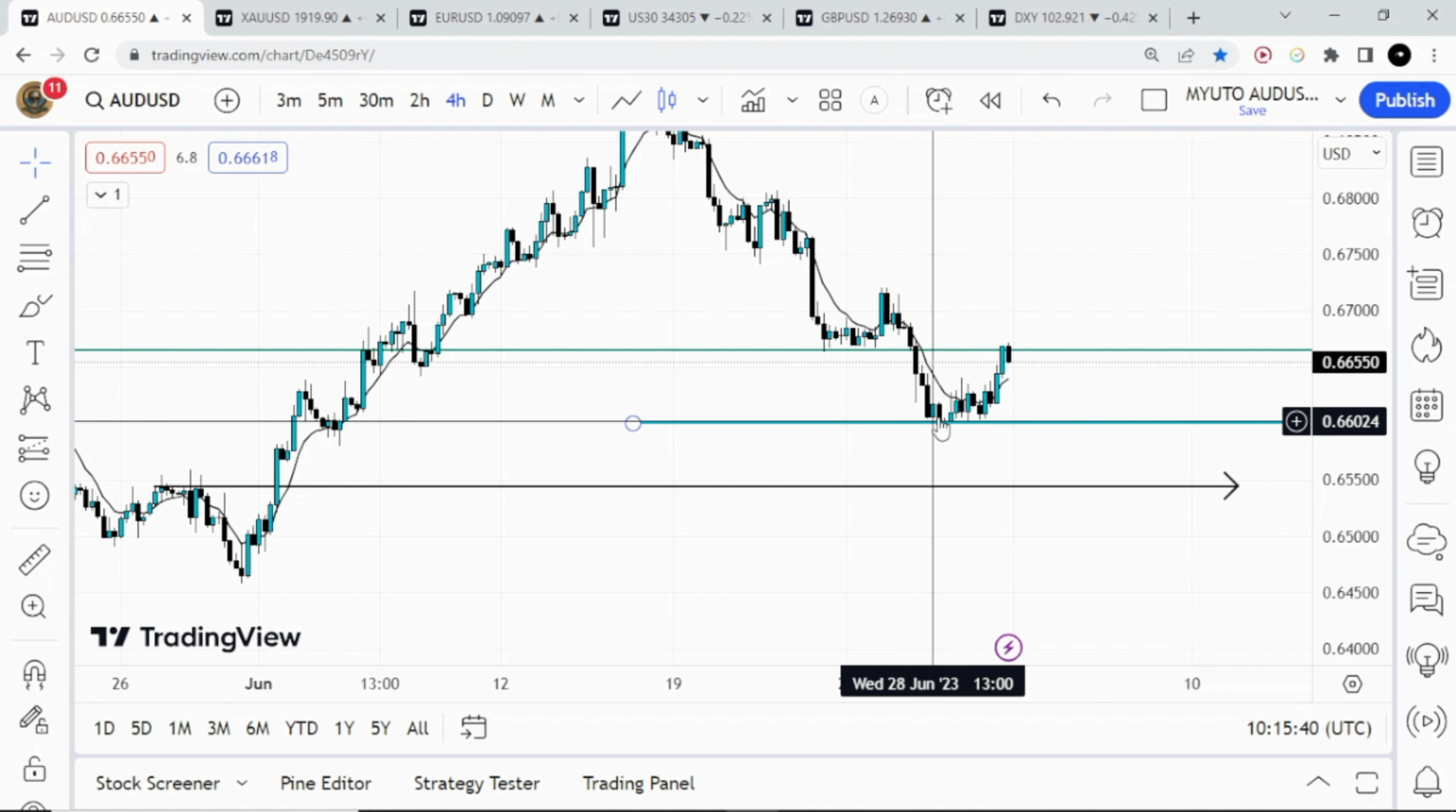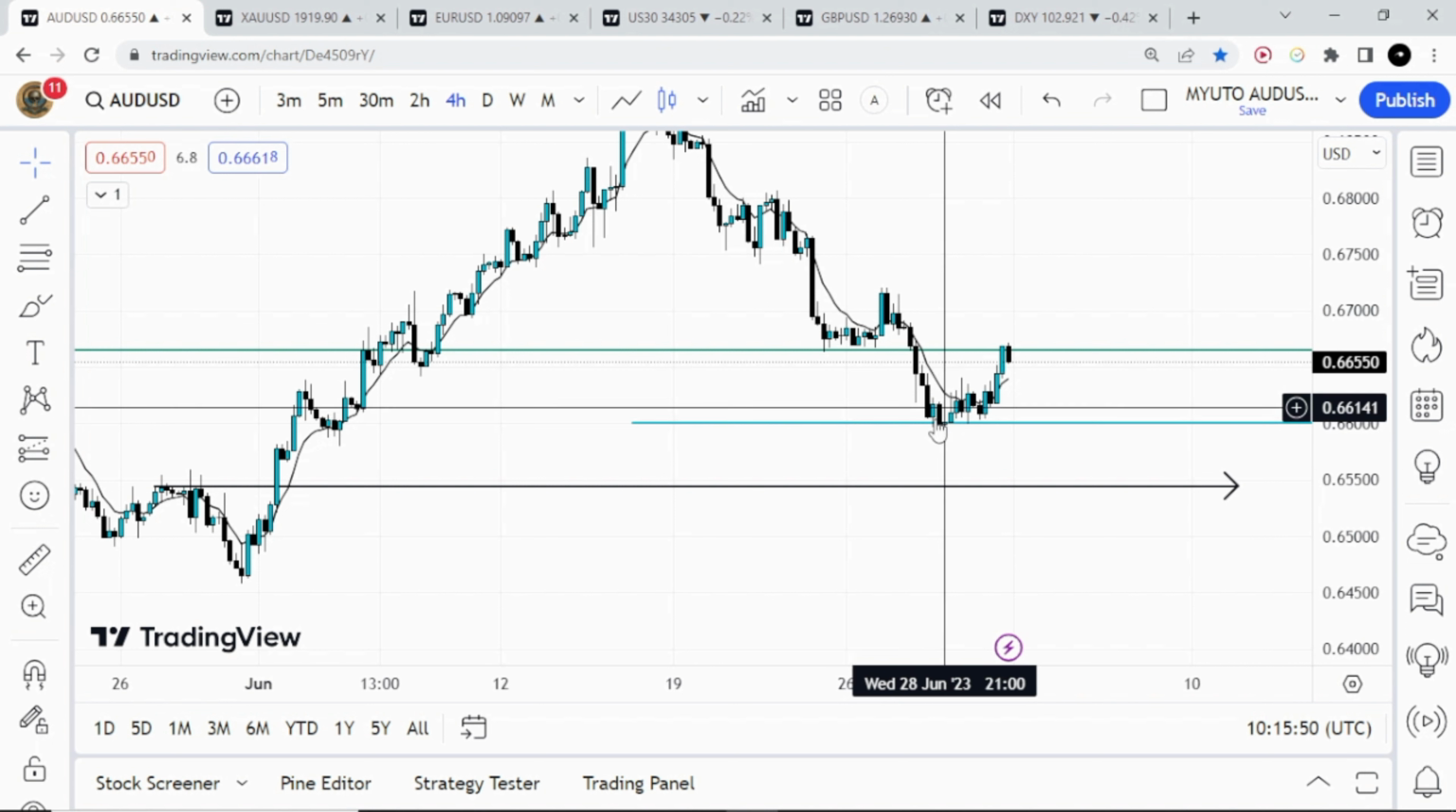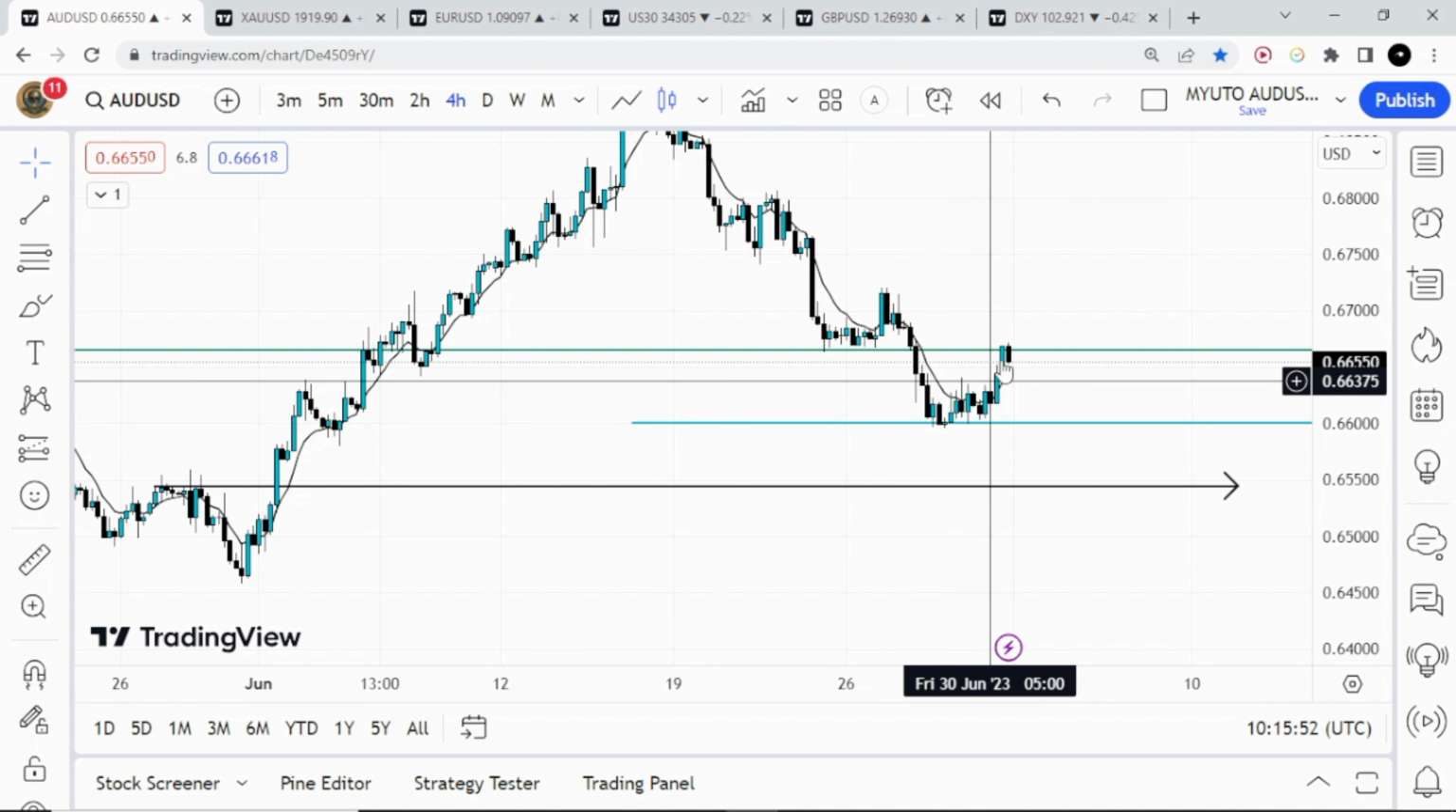We eventually hit our target, the target that was predicted in the previous video, 0.6600. We hit the target very well, and after hitting the target, we eventually began to retrace to the upside. This was the move on Friday, from Thursday to Friday.